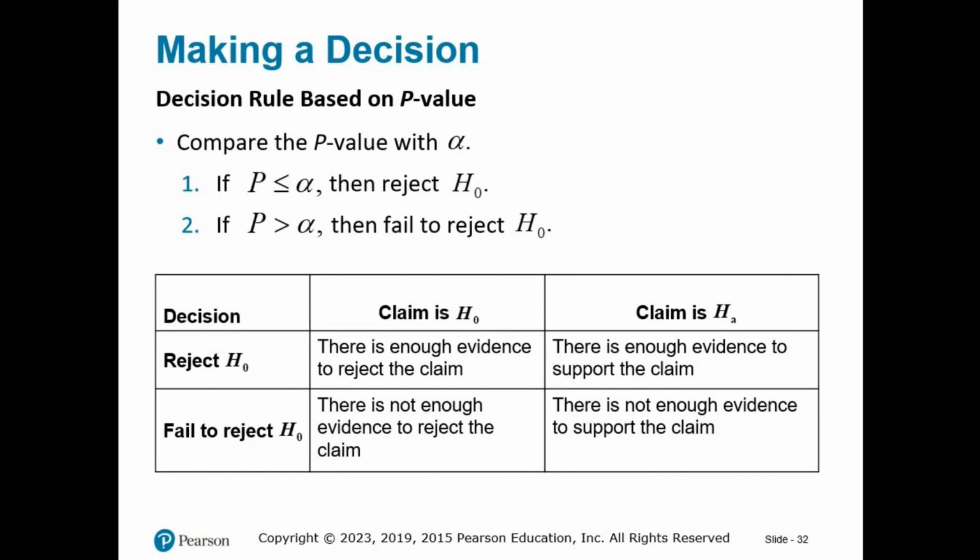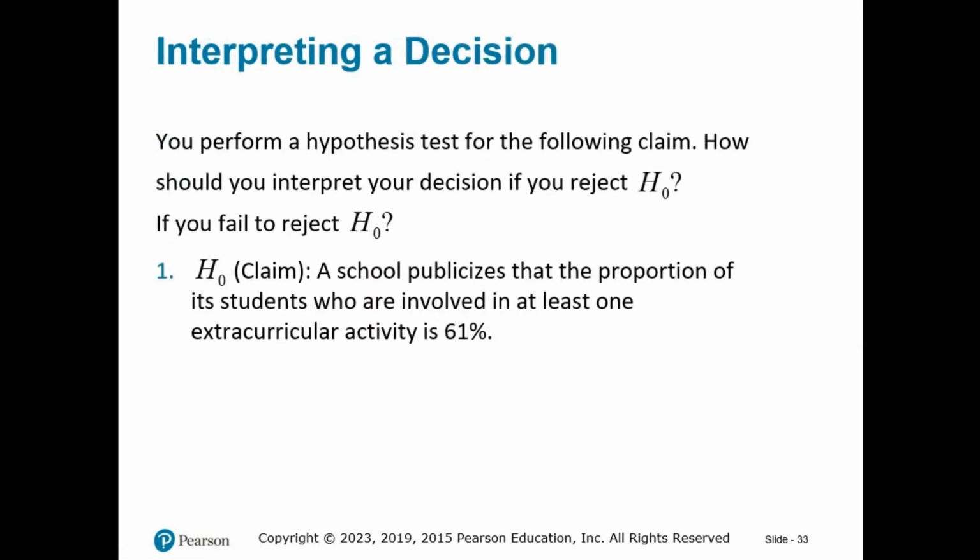So we're not given an alpha value on these next examples, but we're going to take a few of the problems we've been working with throughout this lesson and talk about how we'd word rejecting and failing to reject the claims. Number 1, the claim is that a school publicizes that the proportion of its students who are involved in at least one extracurricular activity is 61%. We said the null hypothesis was equal to 61%.